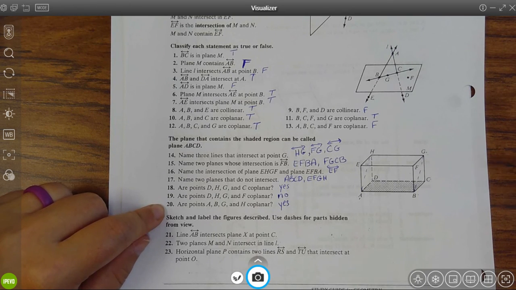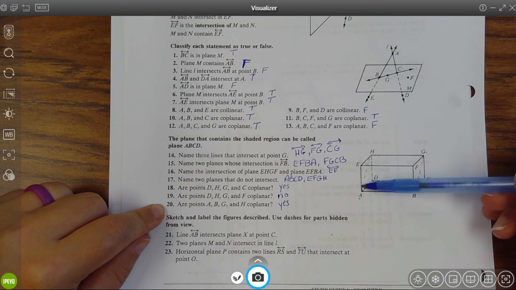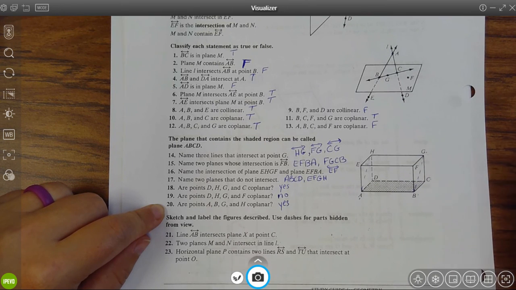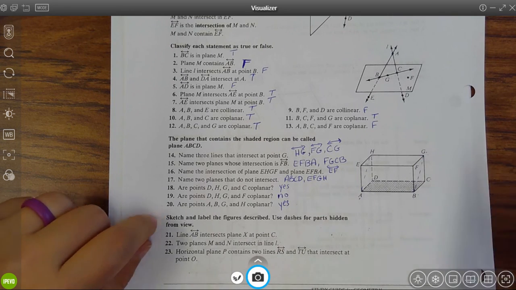And 20, what about points A, B, G, and H? Well, you can see here, if I connect the sides here, I make a vertical, or not vertical, a diagonal plane going from the bottom front of the box to the upper back. That would form plane A, B, G, H. So yes, they would be coplanar.